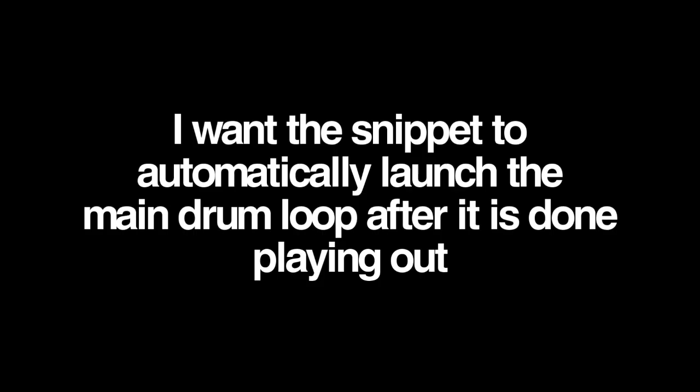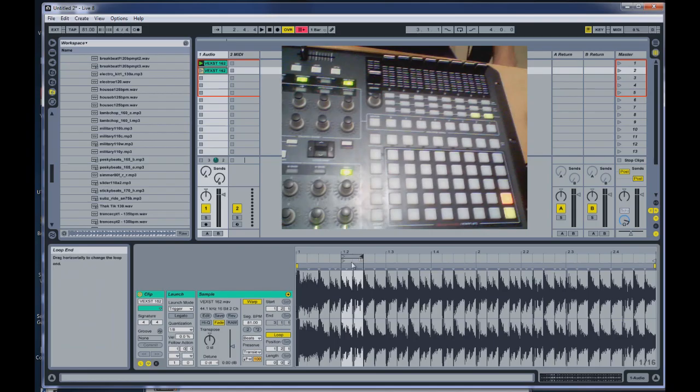I want to set it up so that after playing the snippet, it will automatically go back to the main drum loop again. To do so, I have to go to the clip follow action and set the follow action for the clip to first, which means after this plays, it will automatically play the first loop in this series of clips, which again is my main drum loop.